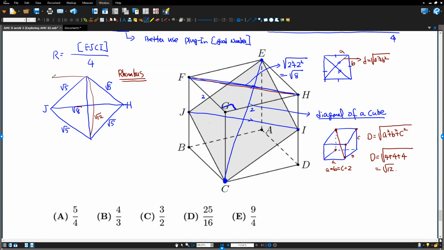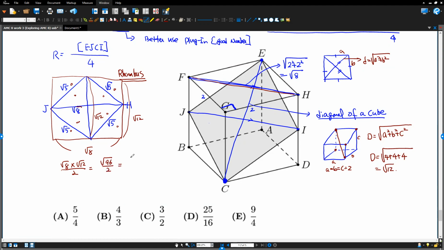When you have root 12 times root 8, that is the area of this big rectangle, from here to here root 8, from here to here root 12. The rhombus is actually half of that, right? Because this side, this side, this side, this side, they are equal areas. So root 8 times root 12, divided by 2. This is root 96 over 2, right?